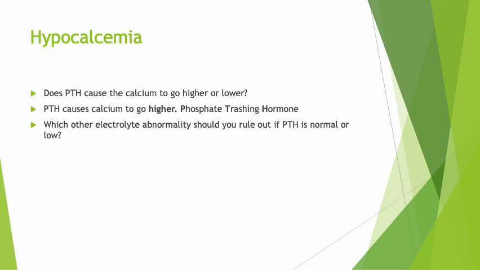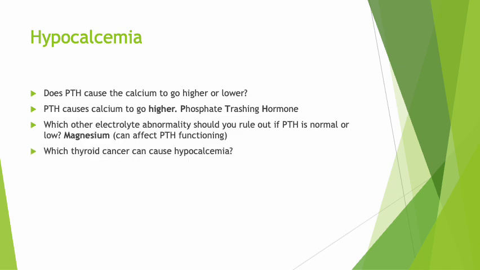And what other electrolyte abnormalities should you be thinking about if you're trying to work up someone for hypocalcemia? And this is going to be magnesium levels, because low magnesium levels can also negatively affect PTH functioning and cause hypocalcemia. And which thyroid cancer can cause hypocalcemia? So this is going to be your medullary thyroid cancer, which can cause hypocalcemia by increasing calcitonin secretion. Remember, calcitonin will help tone down the calcium levels.